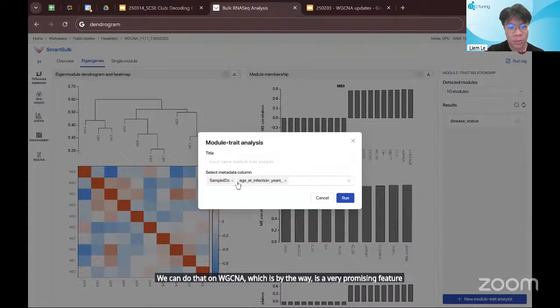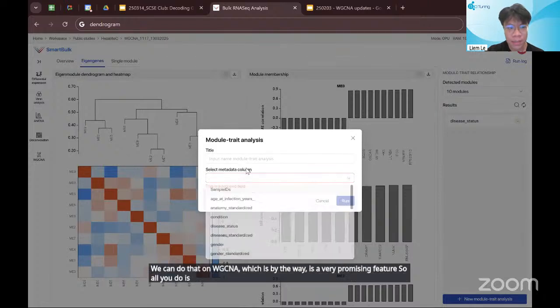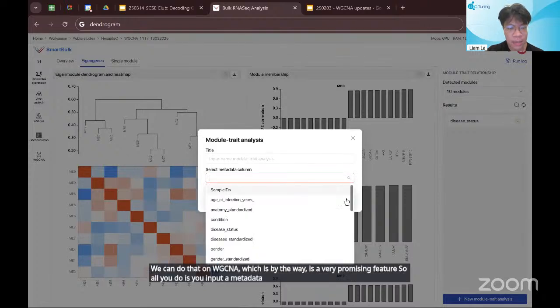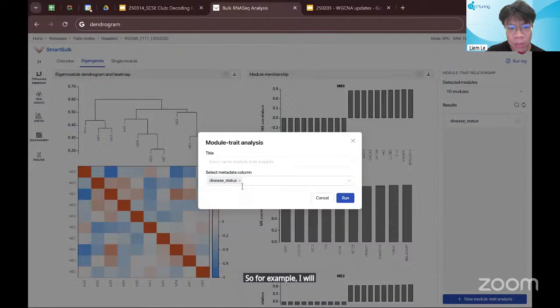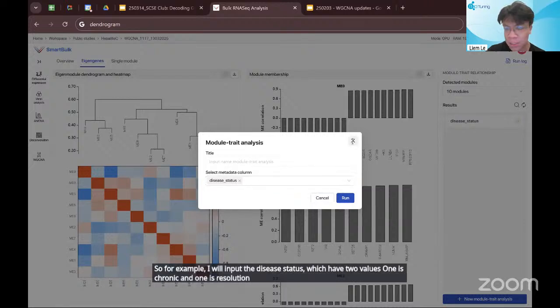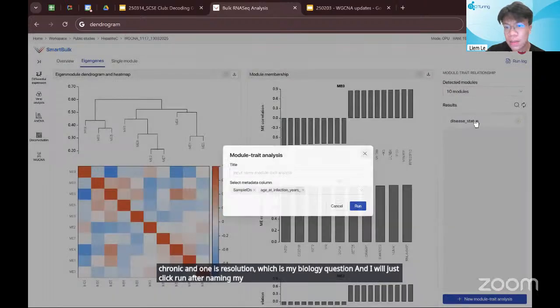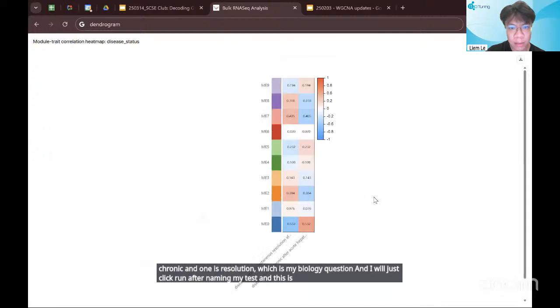So all you do is you input a metadata in your dataset that you want to investigate. So for example, I would input the disease status, which has two values. One is chronic and one is resolution, which is my biology question. And I will just click run after naming my test. And this is what I am left with.